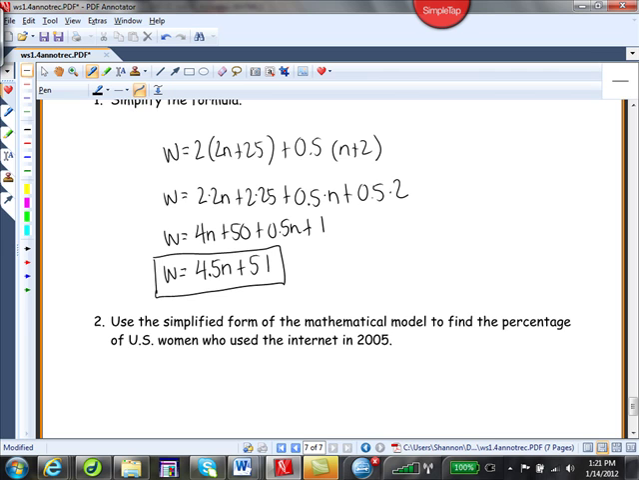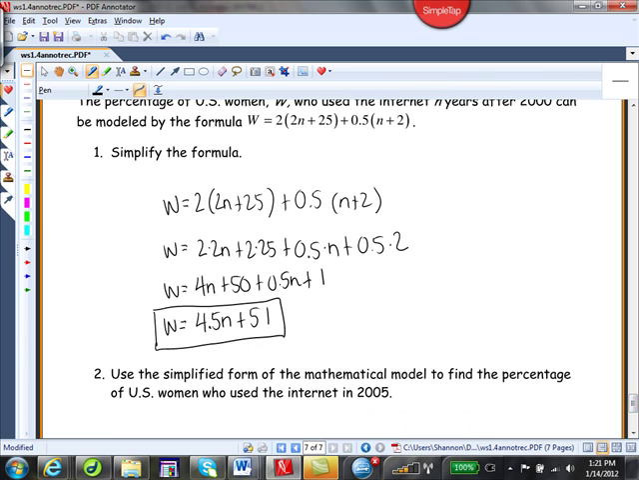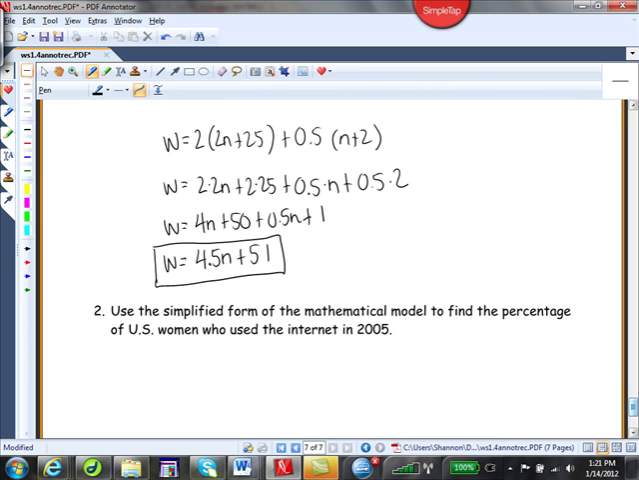All right, so now we are instructed to use the simplified form of this mathematical model to find the percentage of U.S. women who used the internet in 2005. So what is n going to be? So n is the number of years. Remember, we'll go back up here. In years after 2000. So do you see that 2005 is 5 years after 2000. So n must be 5.